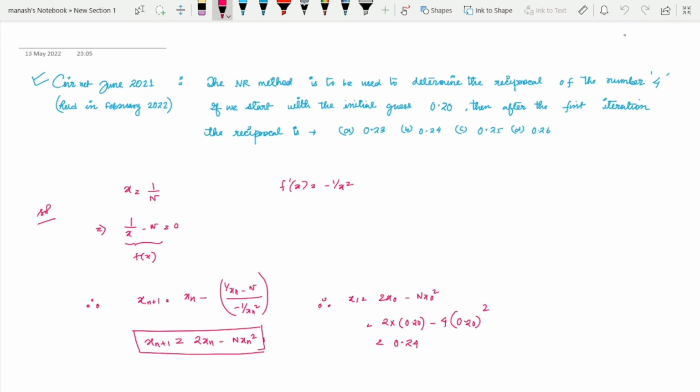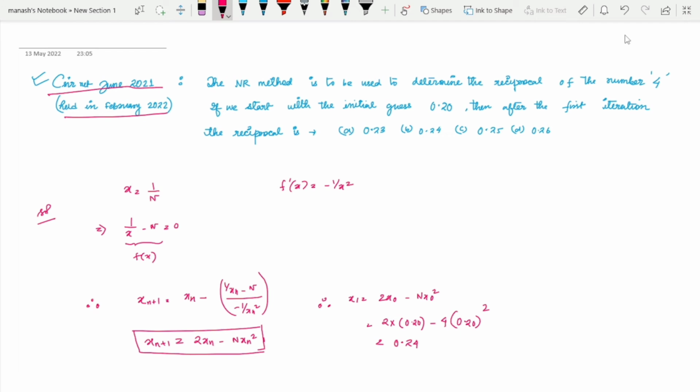This is one of the most important questions, and it is a recent question, right? It came in CSIR NET June 2021, which was held in February 2022. Let me tell you, I did this question wrong in the exam, because I had already approximated the thing.